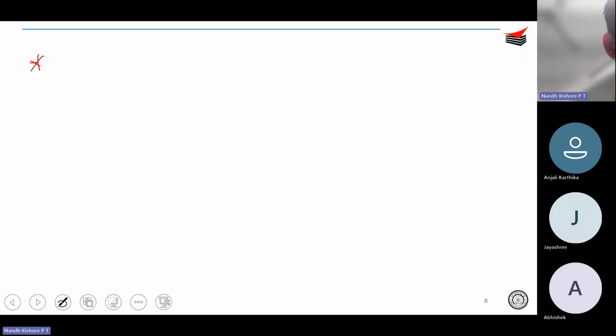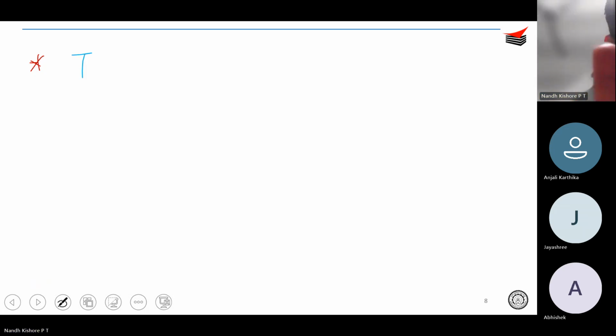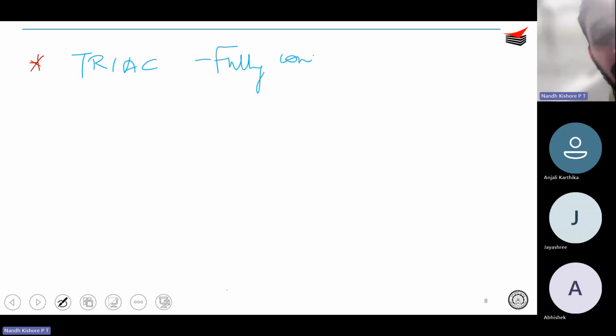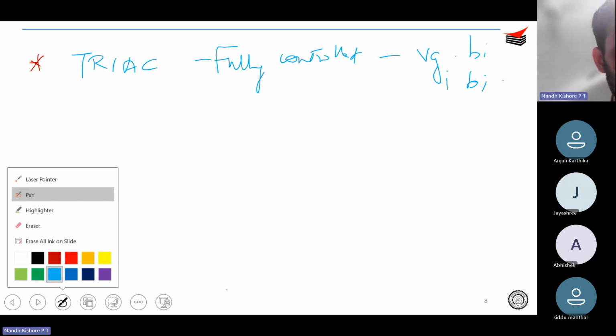And then you have triac. So triac is also fully controlled because you have two SCRs in anti-parallel, so you can control both the turn on and turn off. And it is voltage bidirectional and current bidirectional. So it's a 4-quadrant operation. This is where you went into quadrants of operation.